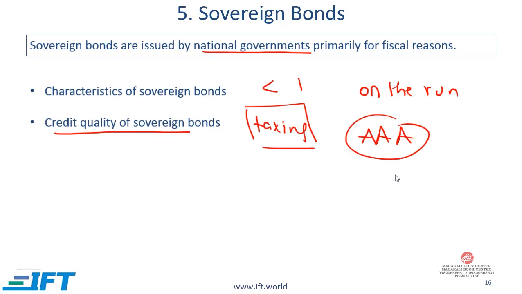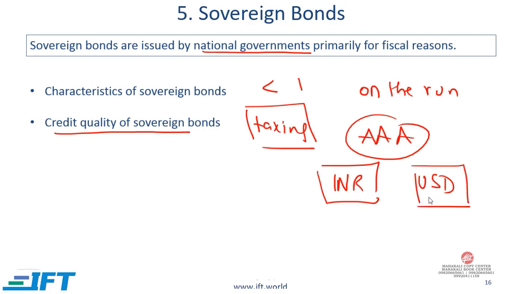Another point to note is that there will be a distinction between the credit rating of bonds in the local currency versus the credit rating of bonds in a different currency. The Indian government, for example, might issue bonds in the Indian rupee and also issue bonds in US dollars. The rating of the bonds issued in Indian rupees will generally be better than the rating of bonds issued in US dollars.